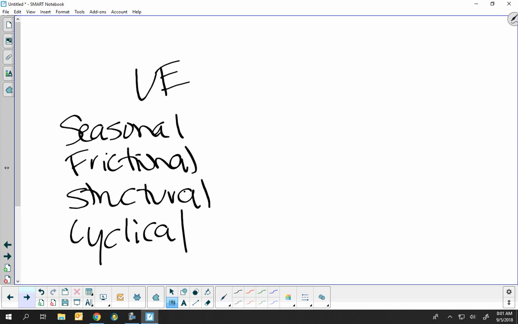Department store Santas, pumpkin patch workers, fireworks stand people. Okay? It's totally fine that they do not have a job when it's not the right season. That's not something bad for the economy. We shouldn't be worried that the Santa doesn't have a job in March. That's fine. Frictional and structural are typically the ones that people confuse with each other.